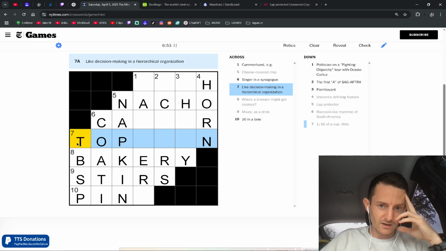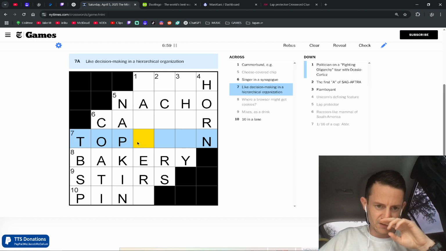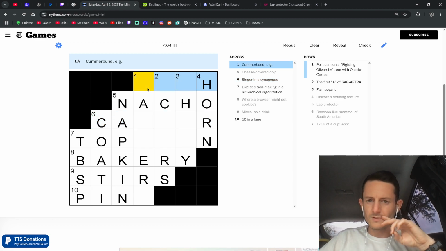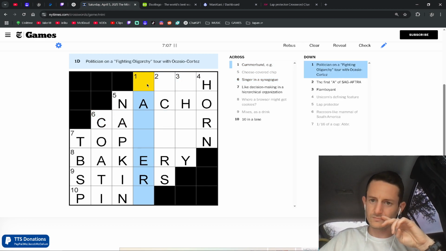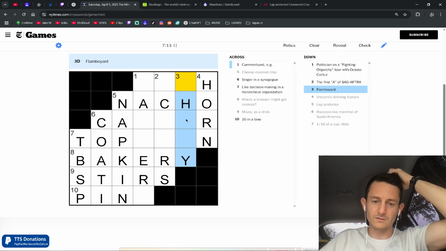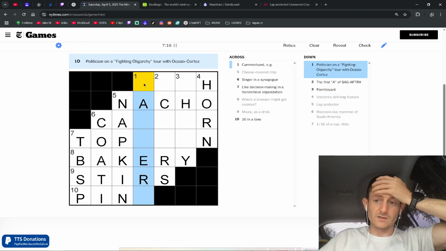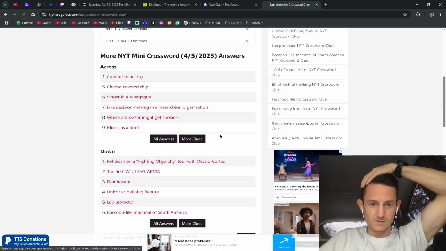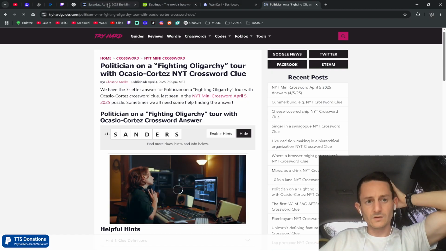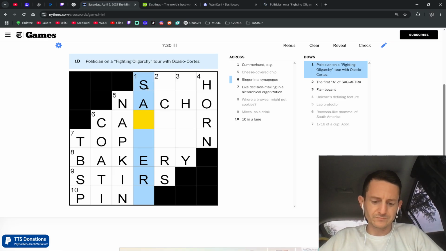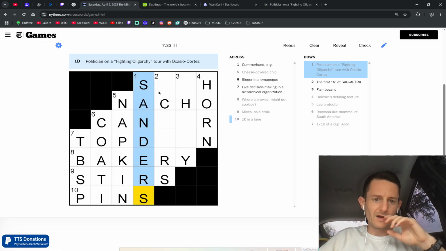Like decision making in a super complicated organization. Top something. A singer in a synagogue is a something. A cummerbund is okay. I don't know. The first A of I don't know. Flamboyant. Something. Oh my god. Okay, I don't know the rest. I'm gonna be real with y'all. Paula something. Sanders. Oh, that Sanders guy? Sanders. I forget his first name.